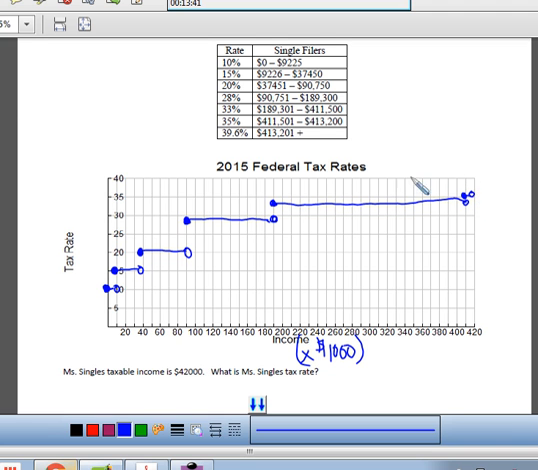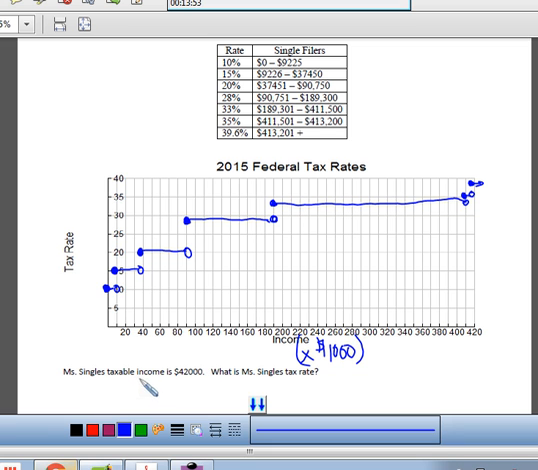And then the last one, 39.6%, starts where this one is, so a shaded circle at almost 40, and then I'm just going to put an arrow going to the right because that's everything that's above. So here is a piecewise. Notice they're not connected, but where one stops, the next one picks up. Okay?